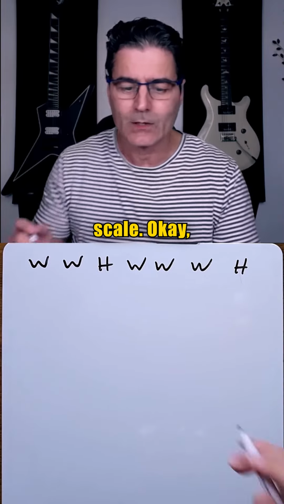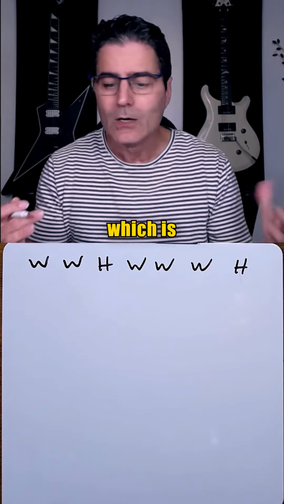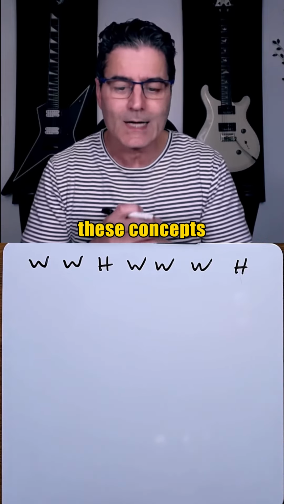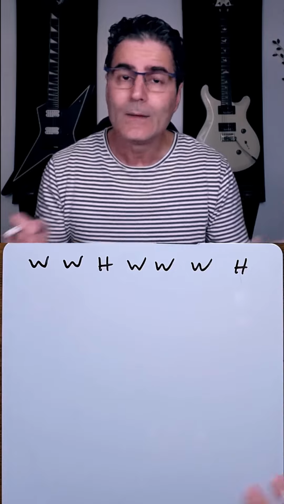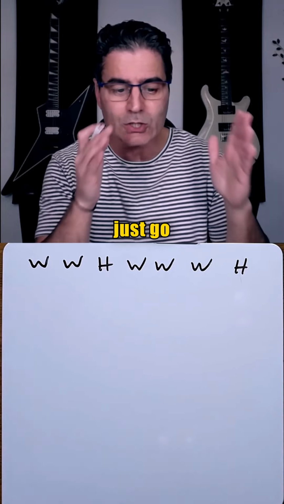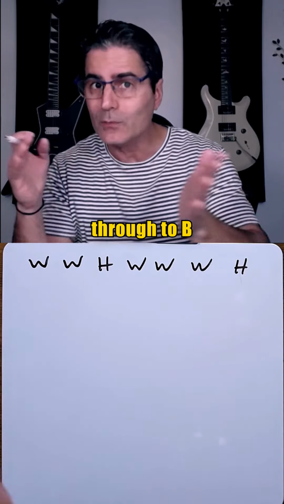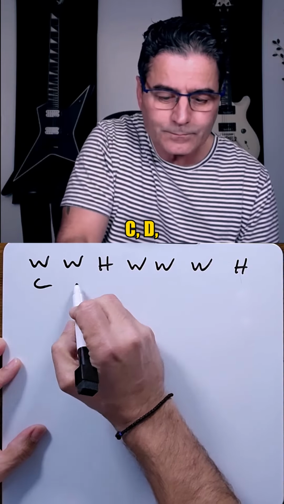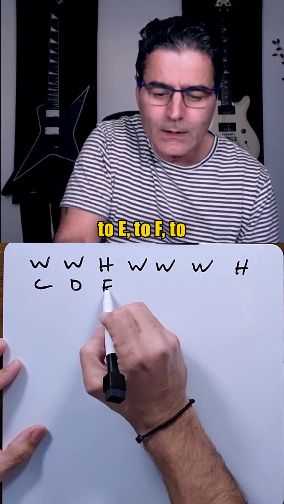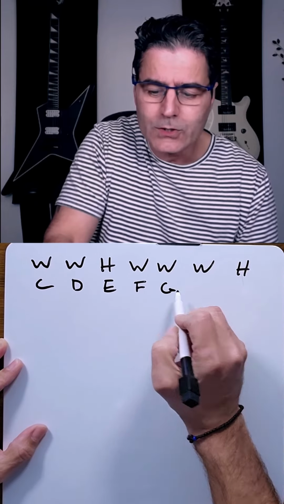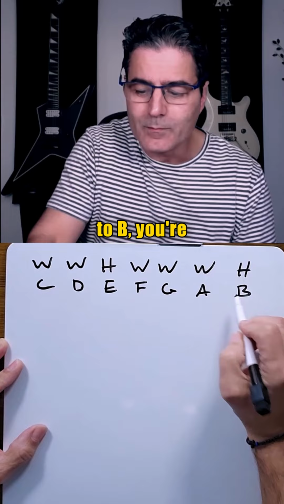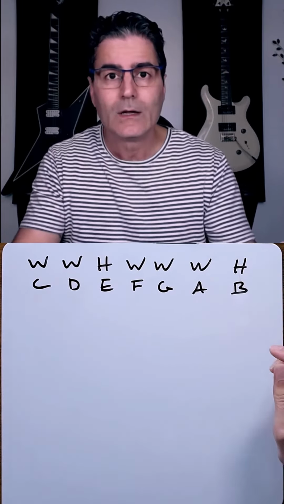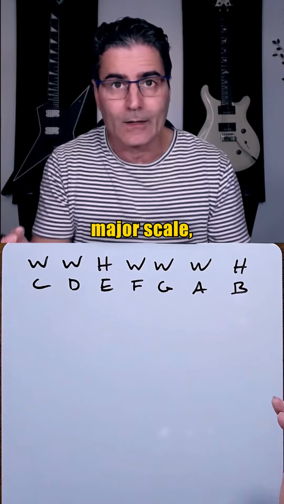major scale. Okay, so if we started from the key of C, which is always the easiest key to demonstrate these concepts because it doesn't have any accidentals, no sharps, no flats, you could just go through C all the way through to B, and you're going to get a major scale. So if you went C, D, to E, to F, to G, to A, and to B, you're going to have a major scale. These 7 notes correspond with the C major scale, okay?